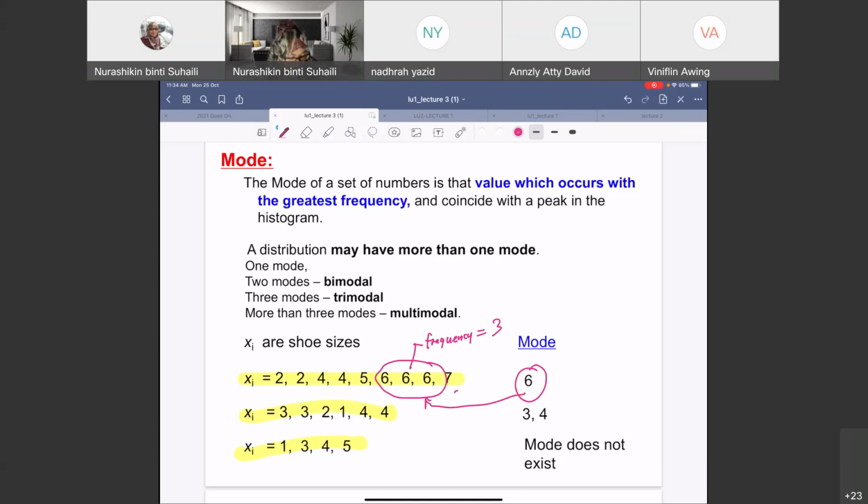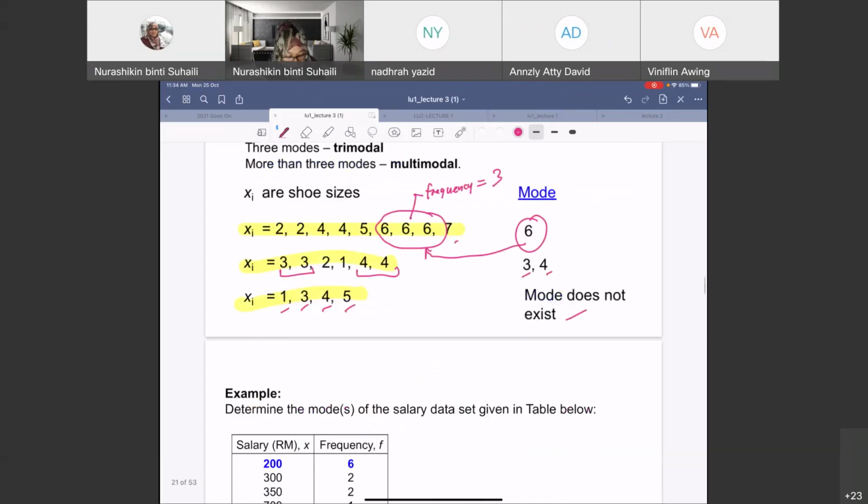So the second one here is the mode. Sometimes there are 2 mode values. It can be more than 1. For example, in this case, the modes are 3 and 4. And there is also a situation where mode does not exist. For example, here, all of them occur only once. So there's no frequency more than 1. So it doesn't exist because all are equal. Okay, so that is mode.